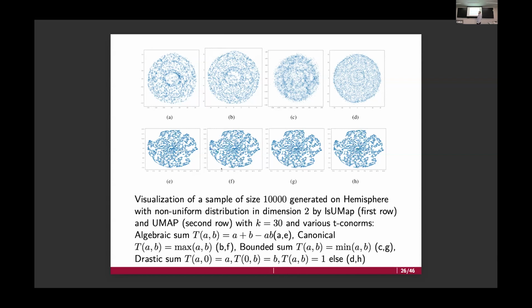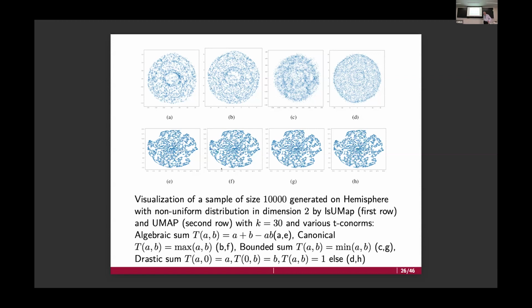And in fact, this choice of the drastic T-conorm in that case apparently leads to the most uniform result. But this is not the case for all data sets. So as I wanted to point out, there are certain degrees of freedom in there, and you need to get some experience with your data set to see which one actually works best.